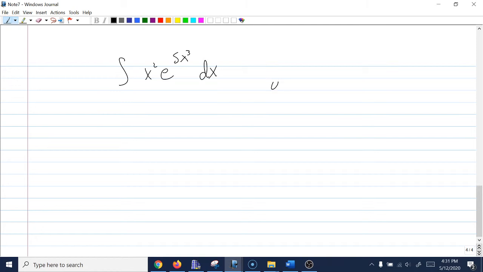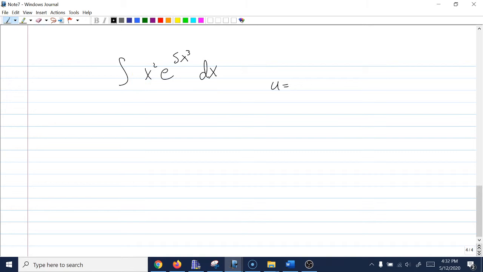What's a good choice of u to use here? I'm going to want u to be a thing I see inside whose derivative I kind of see outside. I see a 5x cubed inside that e to the. And I think to myself, what's the derivative of 5x cubed? The derivative of 5x cubed is 15x squared. And I basically see 15x squared here. I see the x squared part.